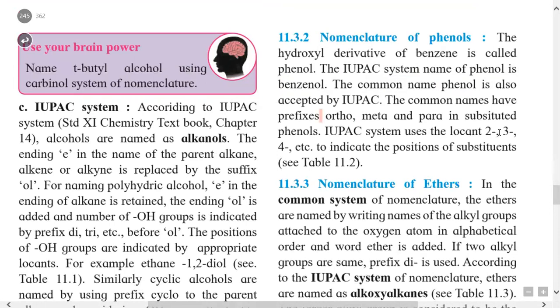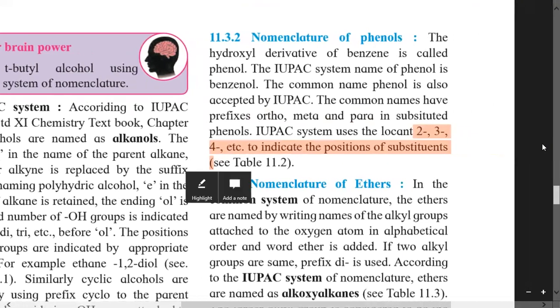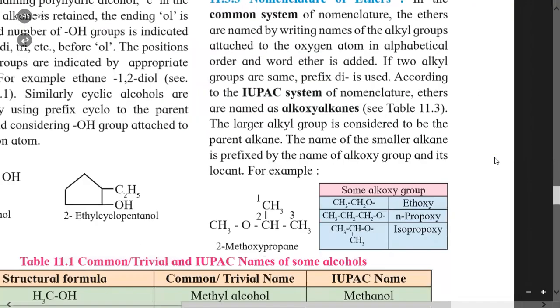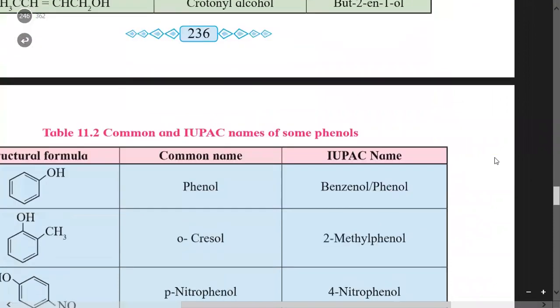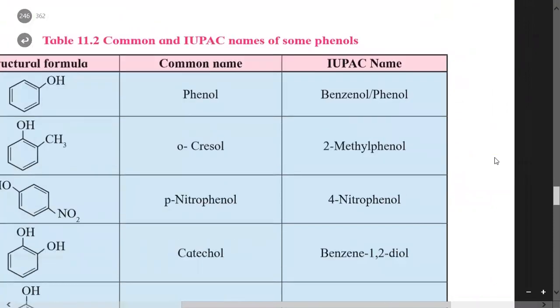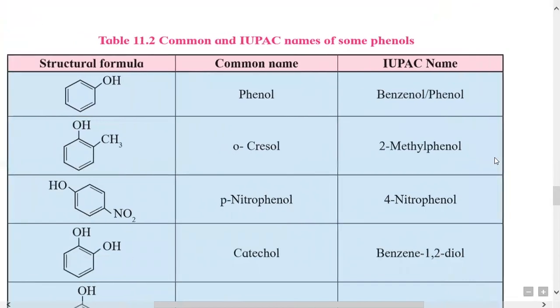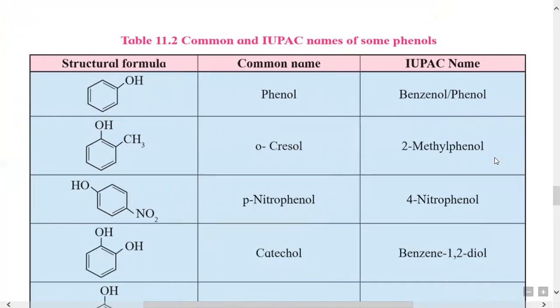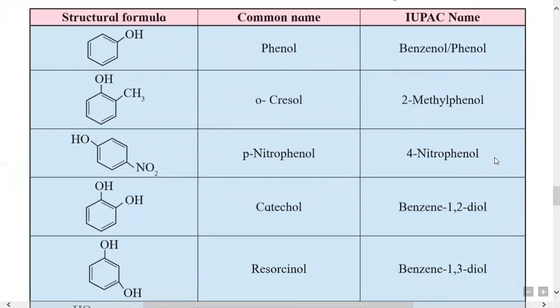So in the common names, the prefixes ortho, meta, and para are used in substituted phenols. And in IUPAC nomenclature, the locants used are 2, 3, and 4. So like this, we will study examples of phenols, how their names are given. This table consists of the structure, common name, and IUPAC name of phenol.